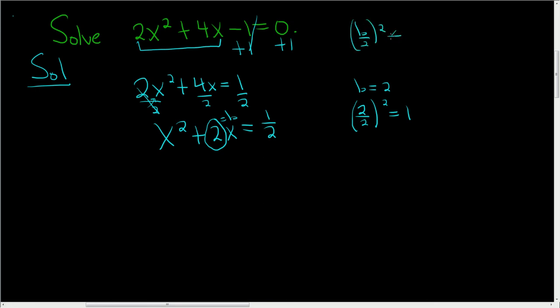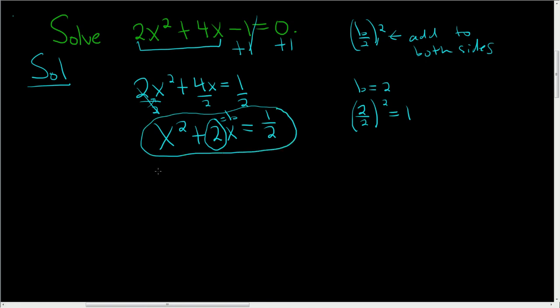And then you add this to both sides. Add to both sides. That's what we mean by completing the square. When you add this to both sides of your equation here, you are essentially completing the square. All right, so x squared plus 2x, and we're adding 1, so plus 1.